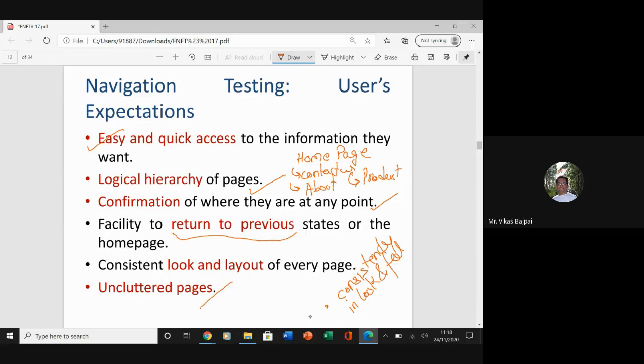Yeah, the pages should not be cluttered, right? Cluttered in the sense a random page pops up all of a sudden through a link, right? I'm navigating into a particular page and all of a sudden I find that there is something which was not required and it has been added all of a sudden.